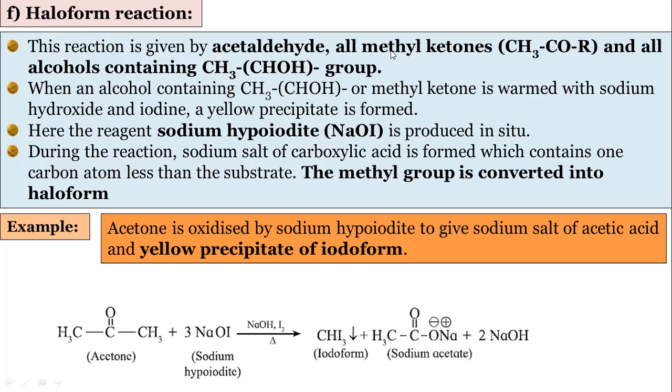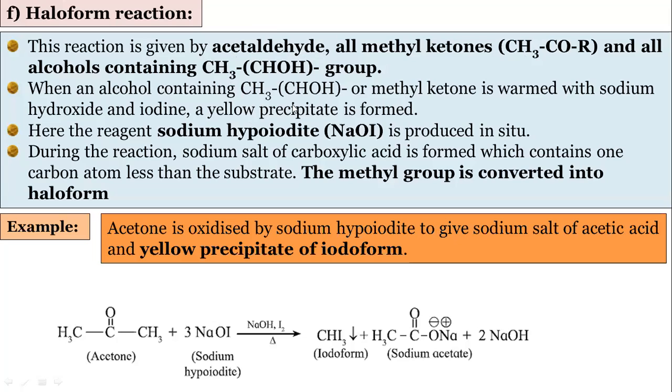So the main condition is this one: CH3CO, meaning a methyl group should be there. Only methyl ketones give this reaction. And why does acetaldehyde give this reaction? Because acetaldehyde also contains the methyl group. And alcohols containing the CH3CH(OH) group, the CH3 is very important here. If the methyl group is not there, they do not undergo haloform reactions. So for the haloform reaction, this CH3CO group is a must.